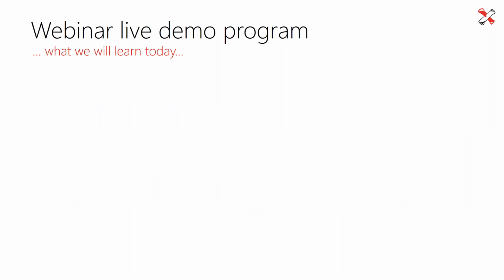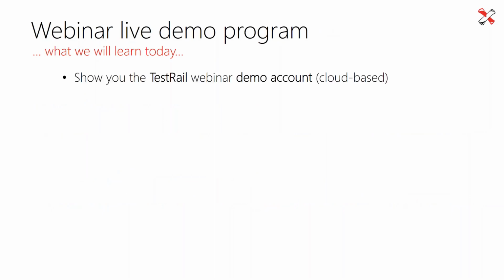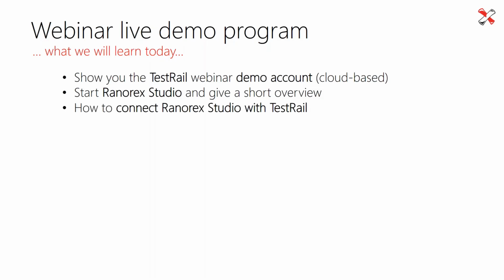What we're going to learn today, step by step. First, we're going to show, as soon as I get off the slide here, what the TestRail environment looks like. We'll also give a brief look at the Ranorex Studio environment, maybe spend a little bit more time there since a lot of you are very new to it or haven't even seen it yet. We'll show you how we can connect the two together.